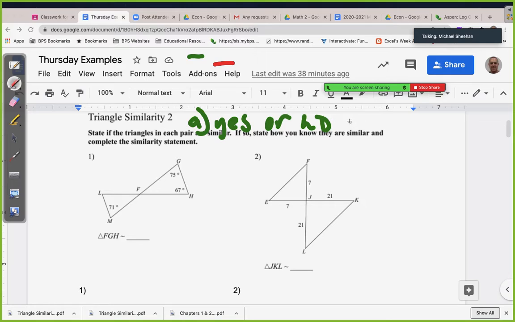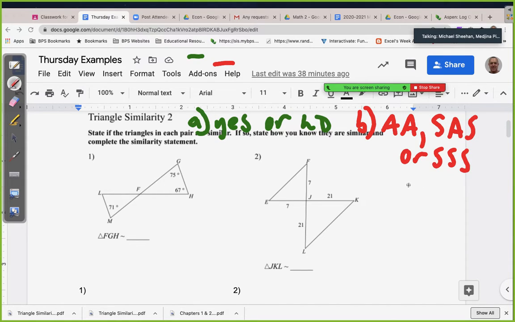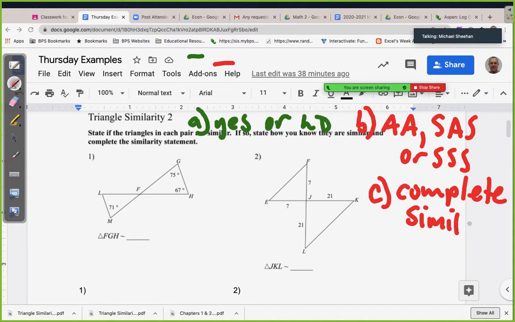Okay. Then part B, if it's yes, we're going to write either AA, SAS, or side, side, side. And then C, we're going to complete the similarity statement. Okay, so those are the three parts.